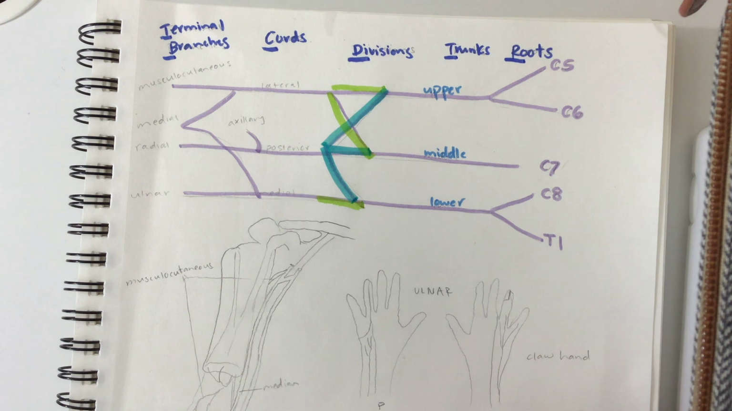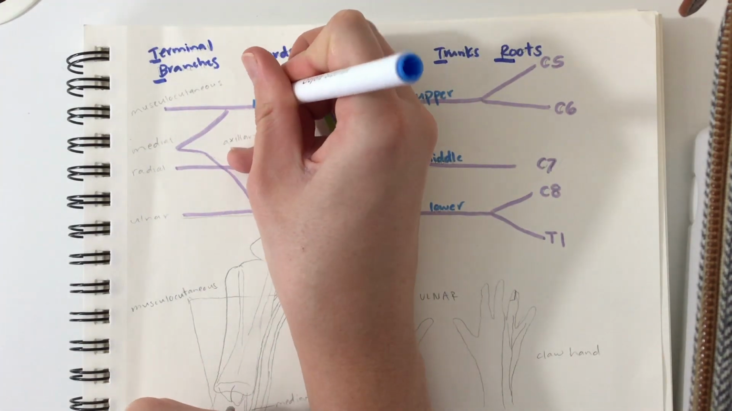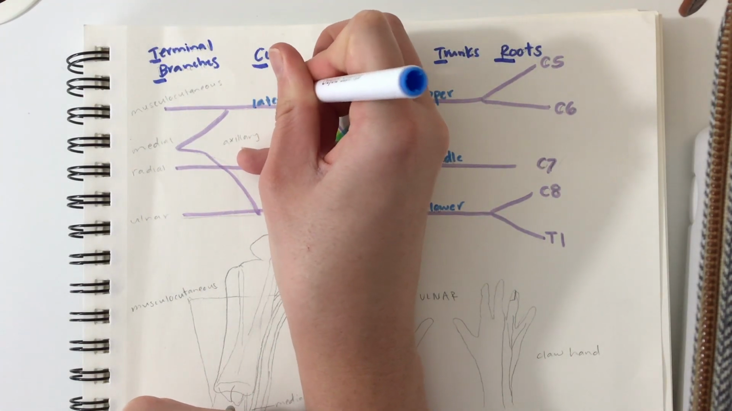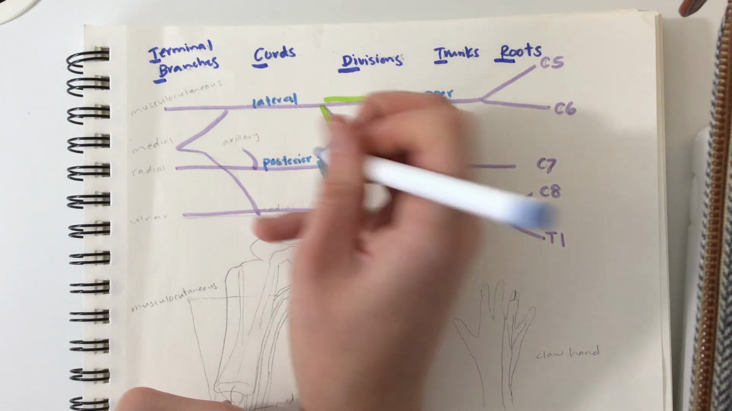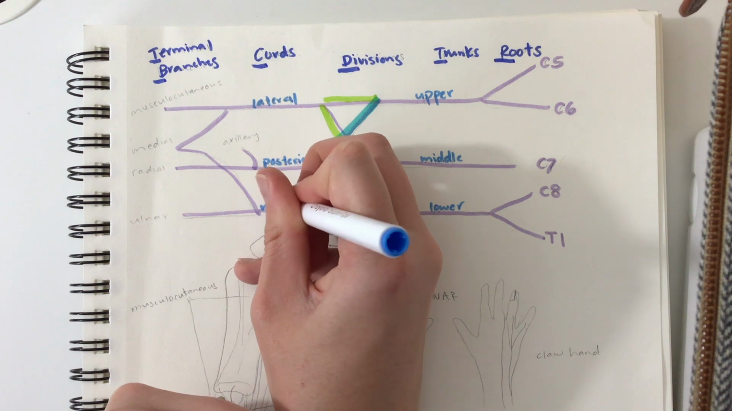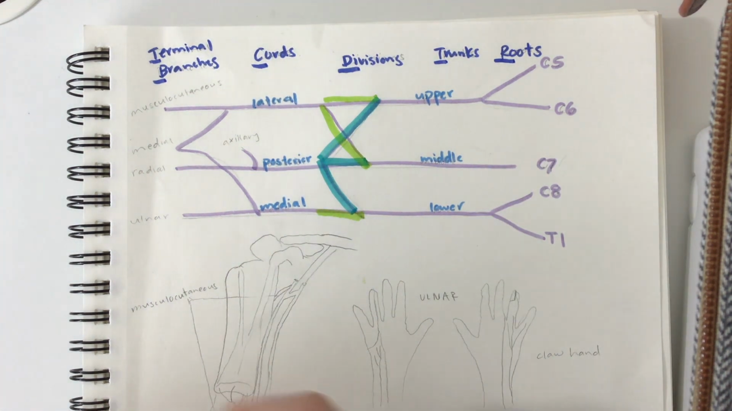So then as we move towards the cords, there are some other anatomical positions around the artery that we're going to talk about. So we have the lateral at the top here, we have the posterior here in the middle with C7, and then we have the medial down here at the bottom. So that's the cords and their positioning.